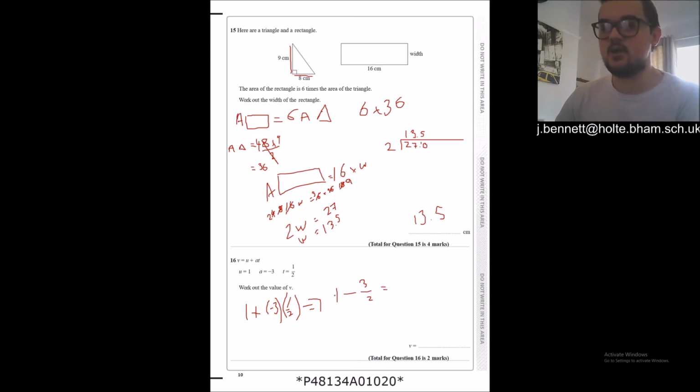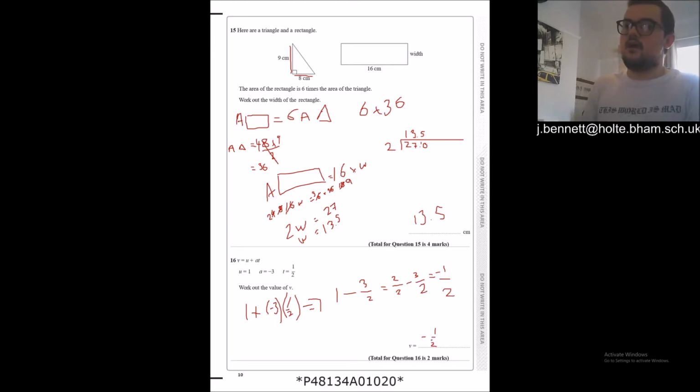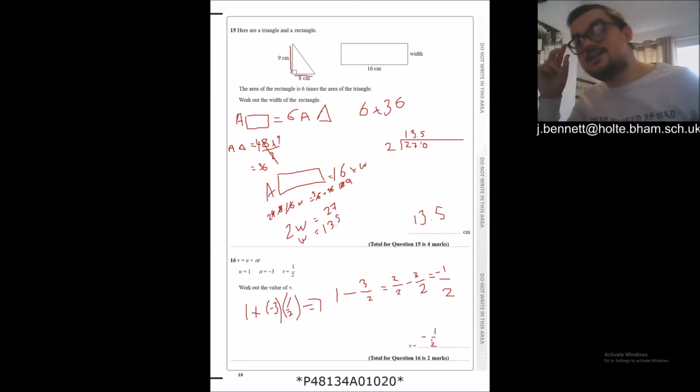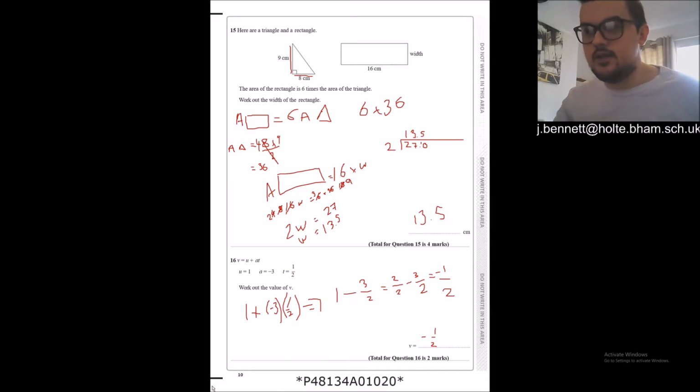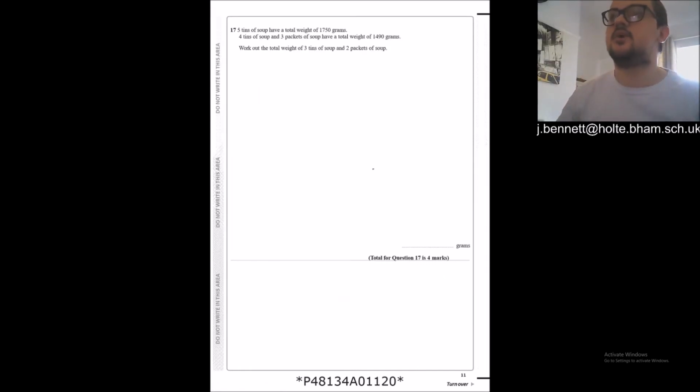Okay, so let's make our 1 the same as 2 over 2, because it's easy to express when we're doing subtraction. 2 minus 3 is minus 1 over 2. v is minus 1 over 2. So our answer is minus 1 over 2, and we can just leave it as that. Let's go to the next question.